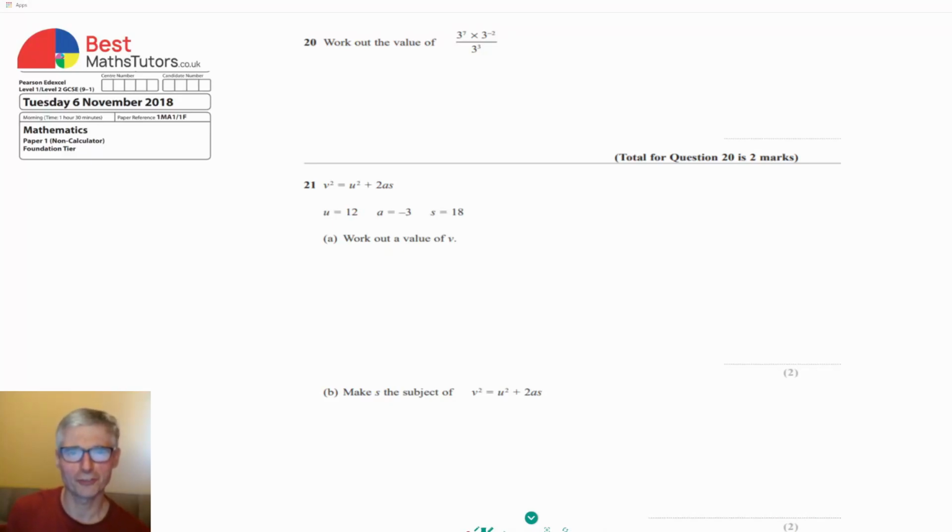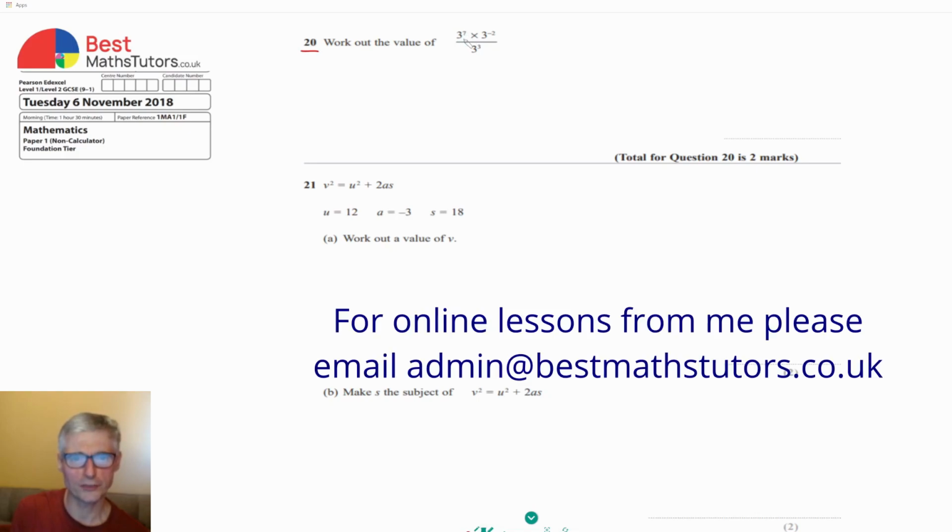I'm continuing to go through the Edexcel Foundation Tier Paper 1 from 2018, and this is question 20, which is a question about indices. We've got a fraction where we've got 3 to the power 7 multiplied by 3 to the power minus 2, and then all divided, because it's on the bottom of the fraction, by 3 to the power 3.